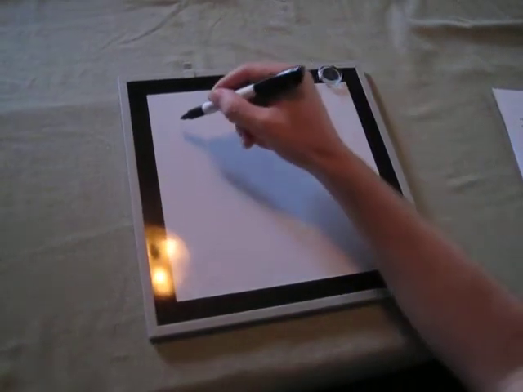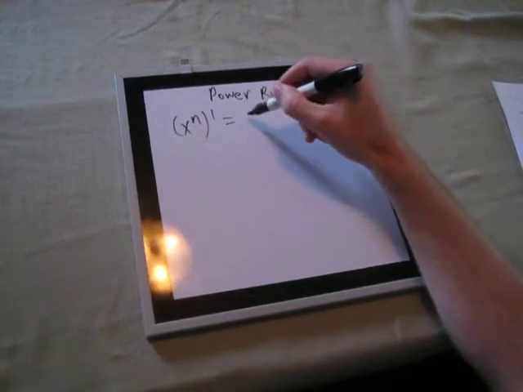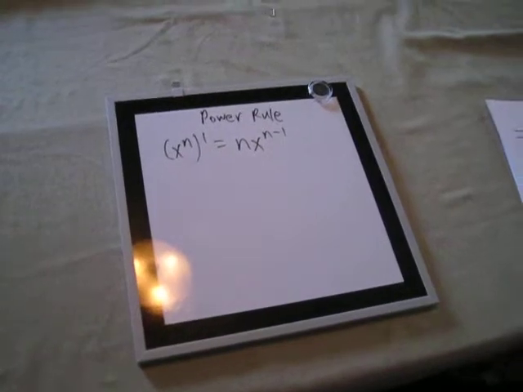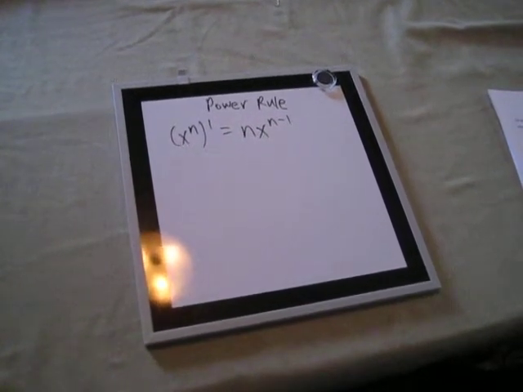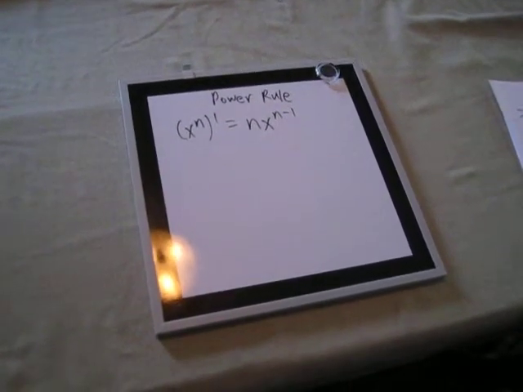First, I'm going to state the power rule. The power rule states that (x^n)' equals nx^(n-1). In this formula, n is a constant. So, in other words, the power rule teaches us how to take the derivative of x raised to a constant.